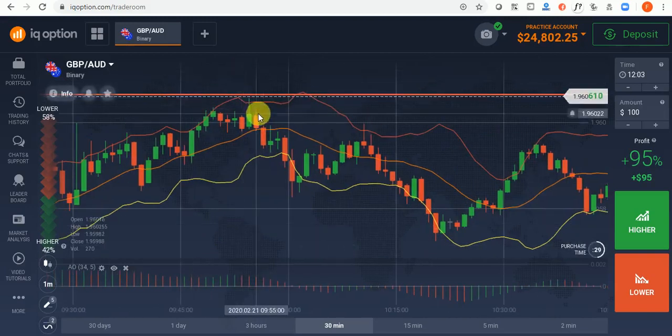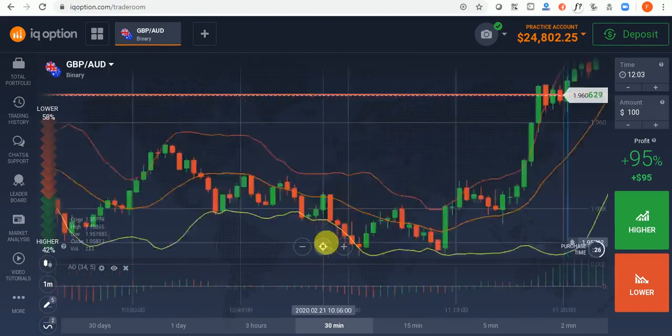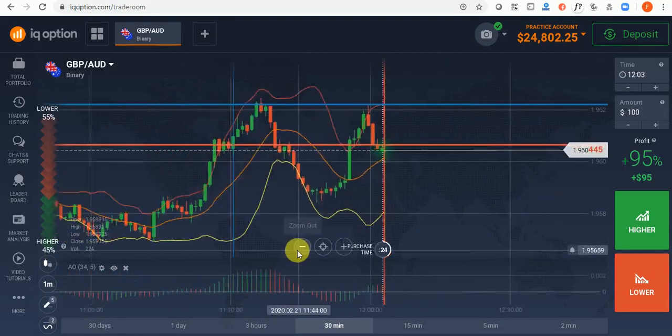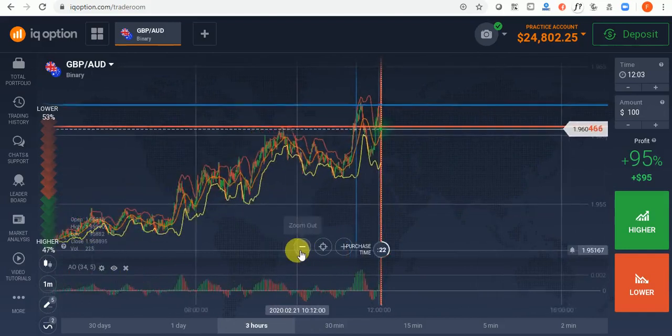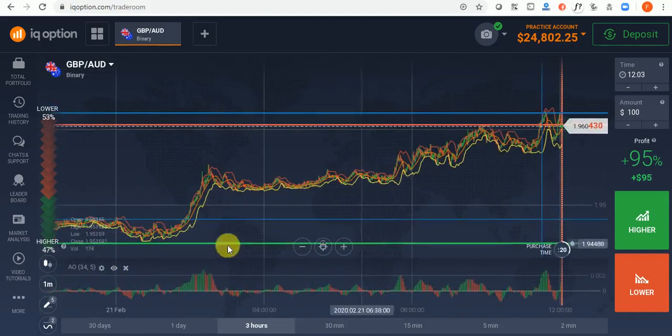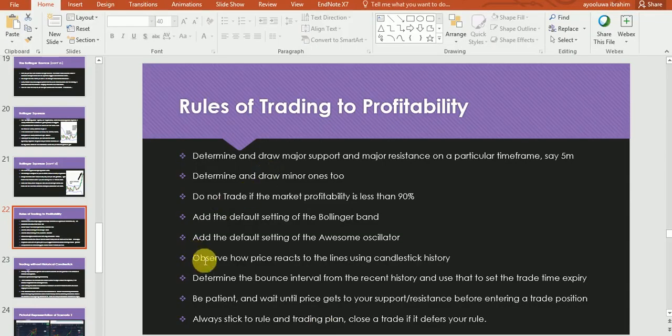Like I said, here we traded for 3 minutes, and if you say we're looking at the support, when we did the support, we looked at how many minutes? We looked at 4 minutes. Okay, so that is what that is about. Determine the buyer's interval from recent history and use that to set what? Time expiry. It's just the same thing.